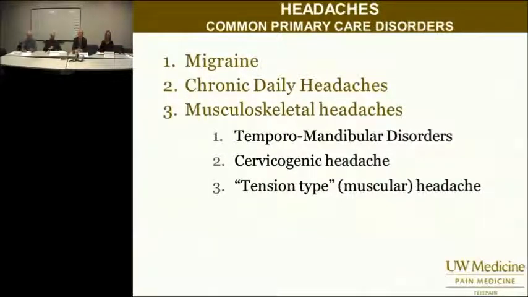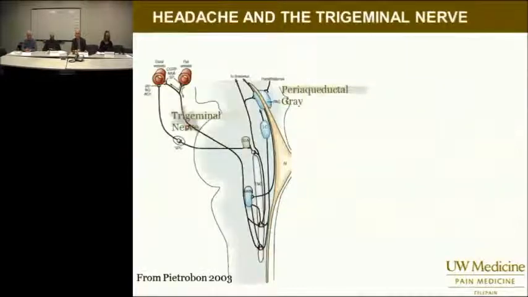And then there are the musculoskeletal headache conditions, and that would be temporomandibular disorders, a headache that's driven from the neck, so cervical spine arthritis that's referring into the head can then generalize further, and then what are called tension type or muscular headaches. They're more likely central sensitization driven, but they again have a musculoskeletal component associated with them.